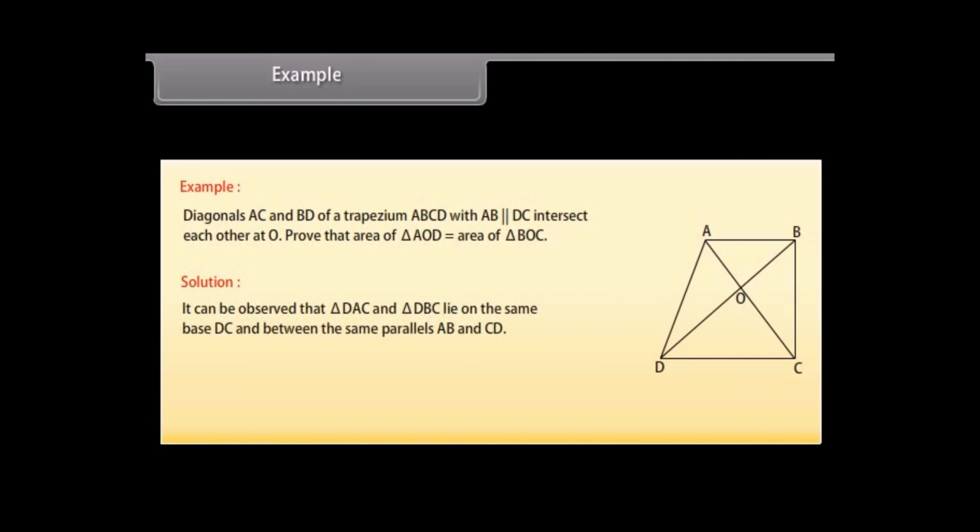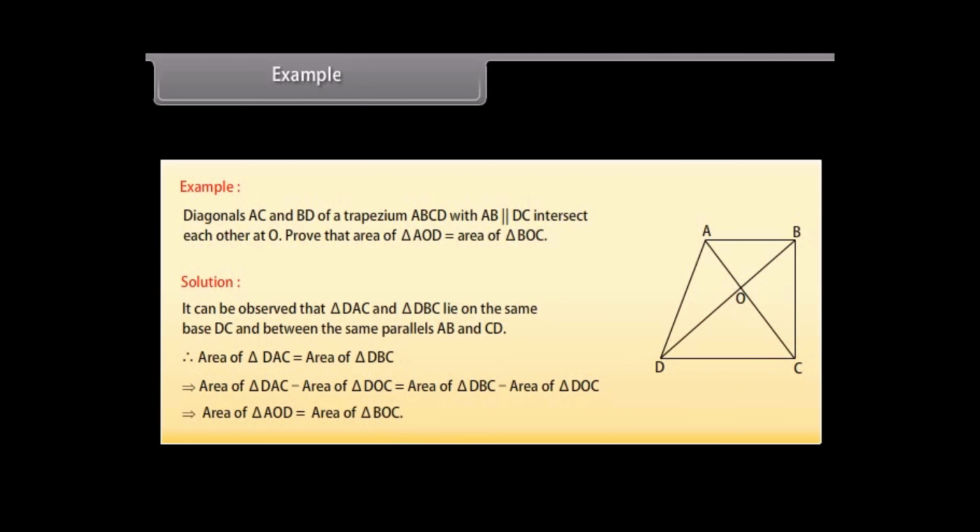Solution. It can be observed that triangle DAC and triangle DBC lie on the same base DC and between the same parallels AB and CD. Therefore, area of triangle DAC is equal to area of triangle DBC, which implies area of triangle DAC minus area of triangle DOC is equal to area of triangle DBC minus area of triangle DOC, which implies area of triangle AOD is equal to area of triangle BOC.